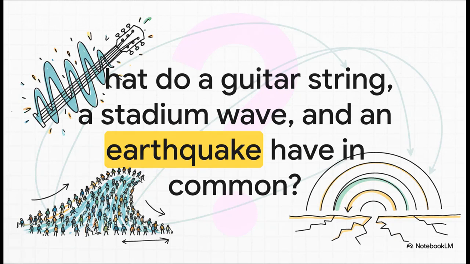So, riddle me this. What does a vibrating guitar string, a stadium packed with fans doing the wave, and the ground literally shaking in an earthquake all have in common? They seem totally unrelated, right? But believe it or not, they're all connected by one single fundamental idea. They are all waves, and their main job is to move energy from one place to another.